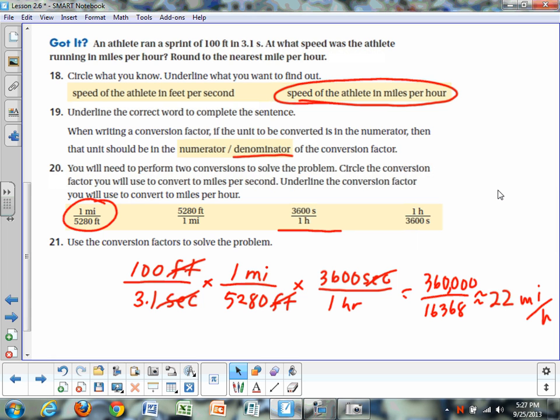All right, there you go. That's the answer for that. And go ahead and do the lesson check and be ready with that next time we meet in class.